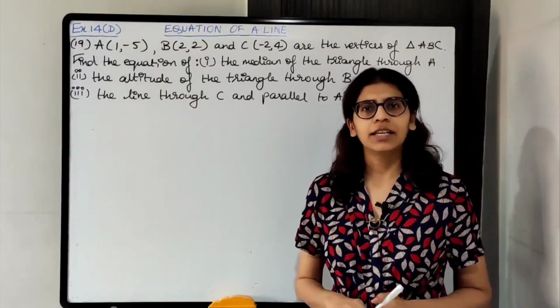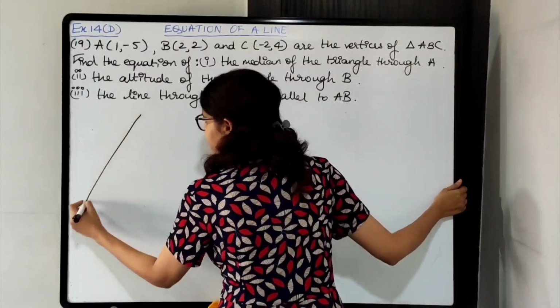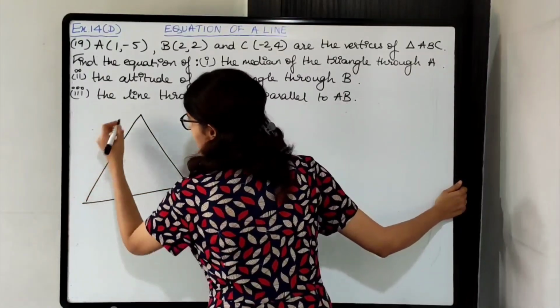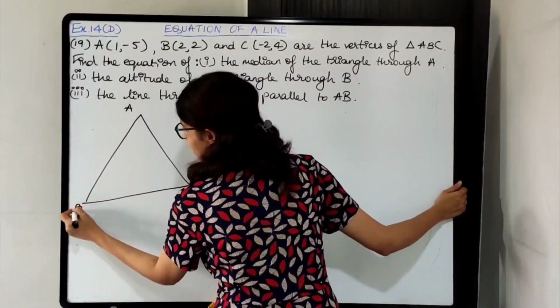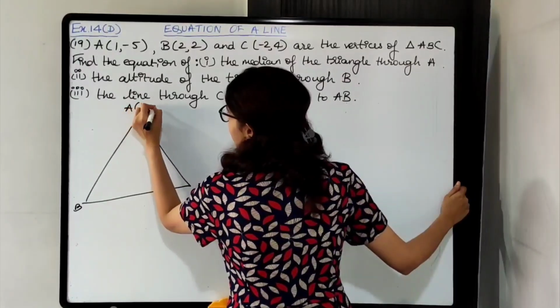There is a triangle ABC. So let's draw the triangle. Triangle ABC. We know the coordinates of the vertices, so let's write down the coordinates.